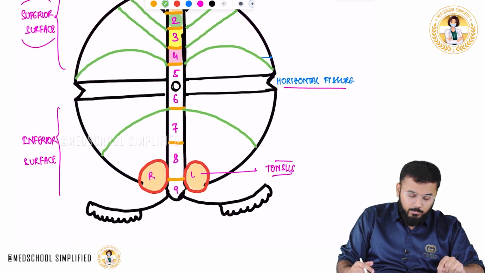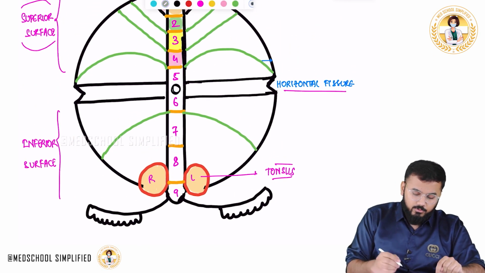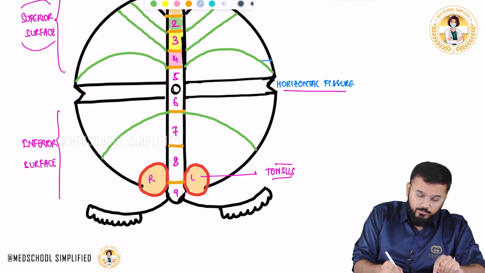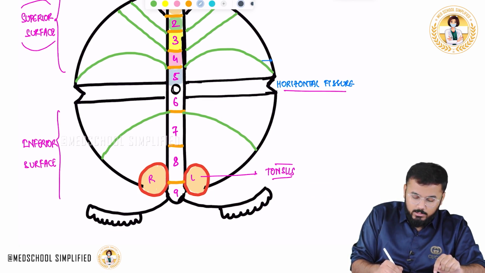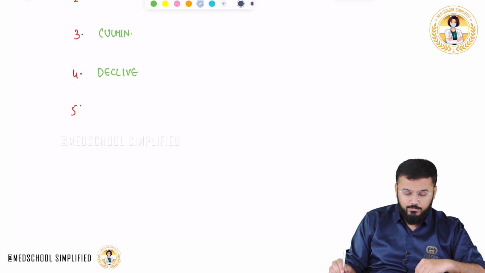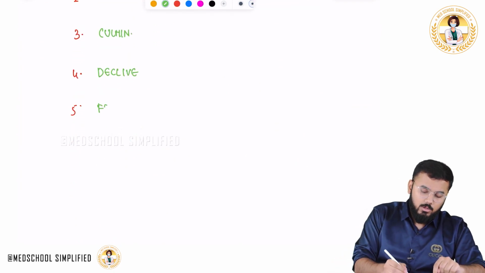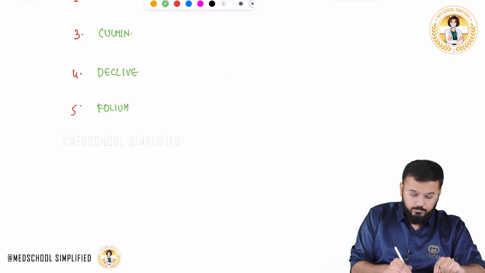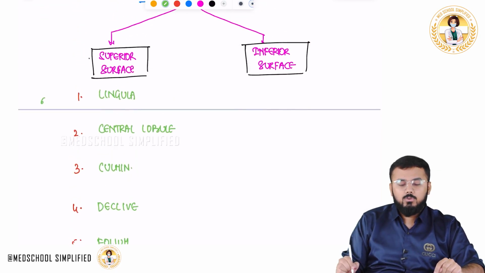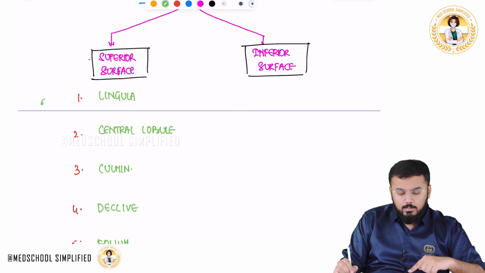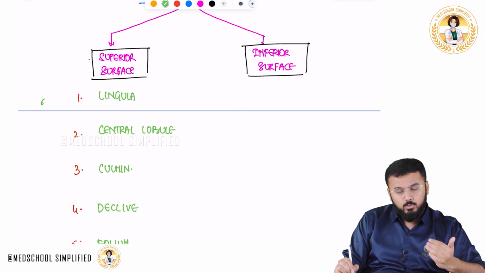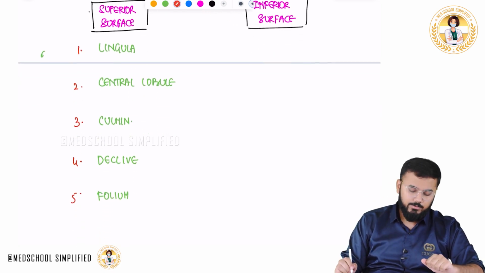Next important thing, the fifth one. Let us go for the fifth now. The fifth one over here is called folium. The fifth one is called folium. So these are the lobules present on the superior surface of the vermis. Now we shall discuss the lobules present on the inferior surface of the vermis.